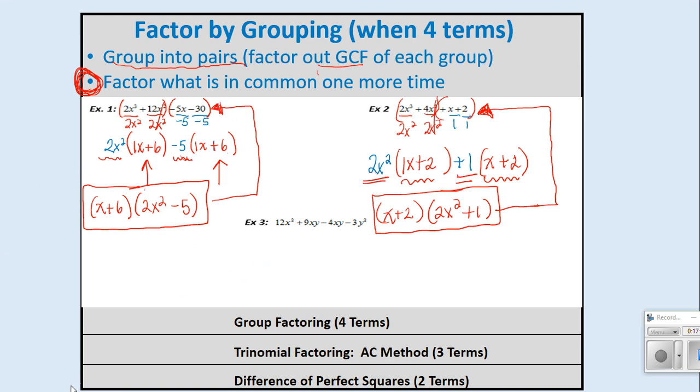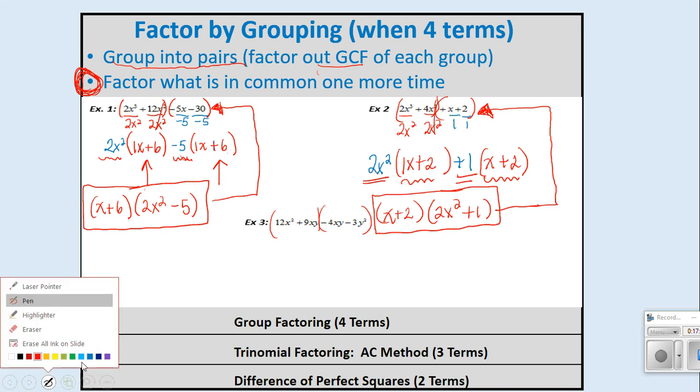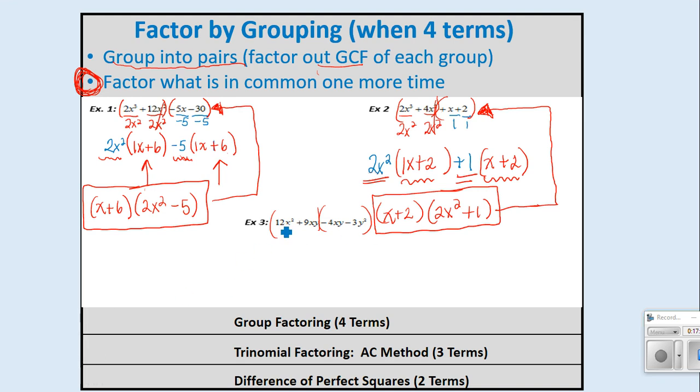Okay, let's do one more. Group into pairs, factor out what they have in common. Okay, so what do these two have in common? A 12 and a 9, well, that's a 3. And an x squared and an xy, well, this guy doesn't have a y, so they don't have a y in common, but they definitely have an x in common. So let's take out a 3x.